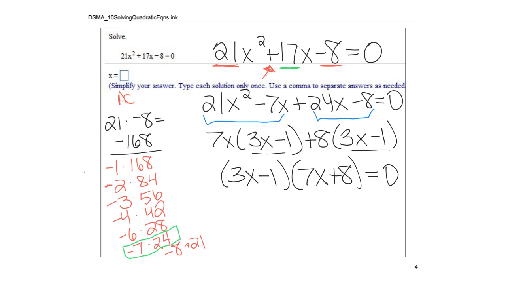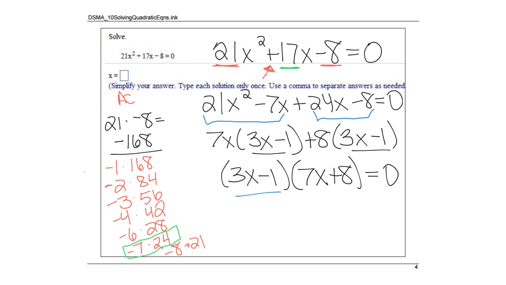Let's FOIL. So 3x times 7x gets me to the 21x squared. Then I'm going to do my outer terms. 3x times 8 gives me 24x. My inner term is minus 7x. So that's going to give me the 17x that's in the middle. Good, and correct sign. And then negative 1 times 8 gives me a negative 8 at the end.